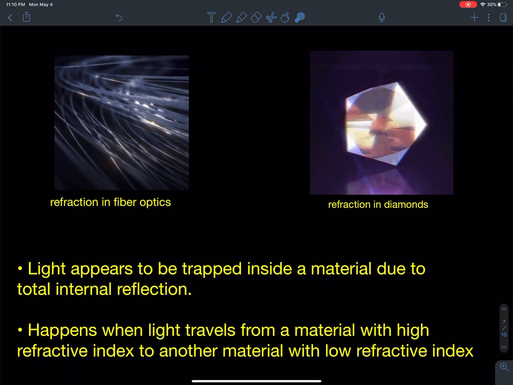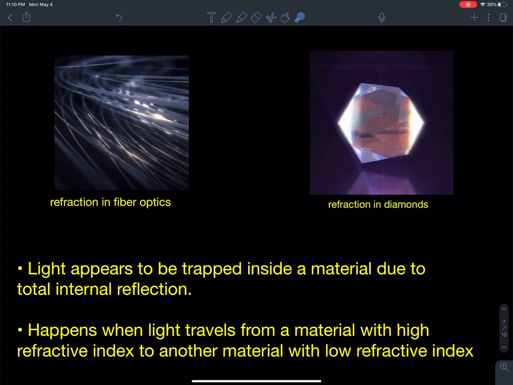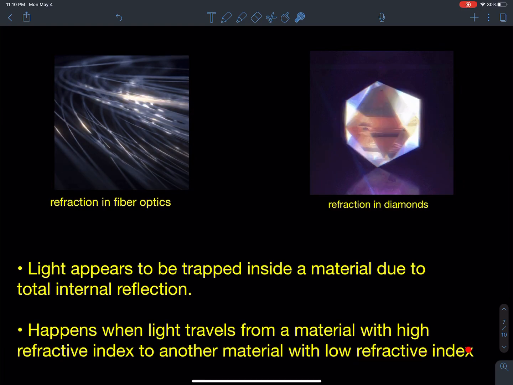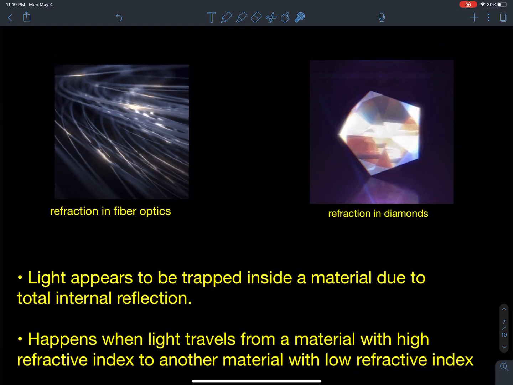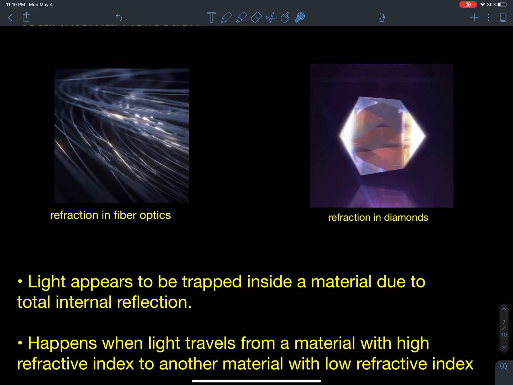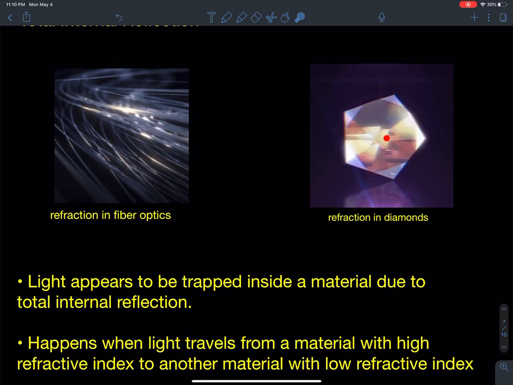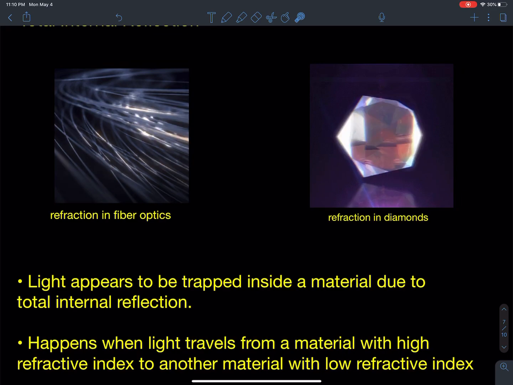That effect usually only happens when light travels from a material with a very high refractive index to another material with a low refractive index. If you remember from the last video, materials with high refractive index have high density. So diamonds, which are very dense, have a very high refractive index. The fibers that we use are glass or plastics that have very high refractive index as well, and that allows us to trap light inside. Okay, and we're going to try to figure out how that happens using Snell's law in the video below.